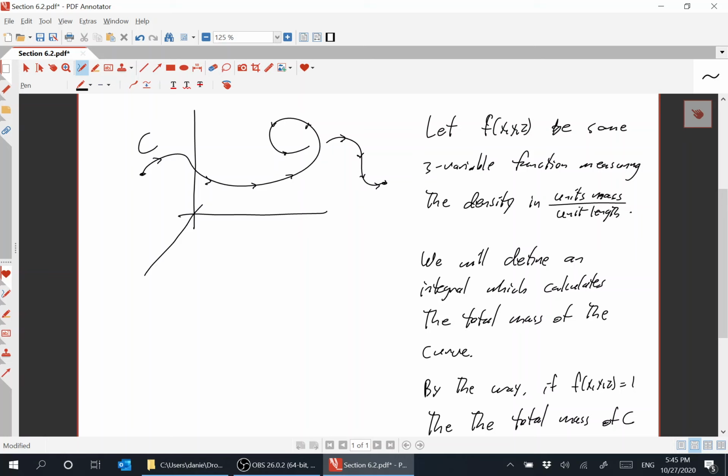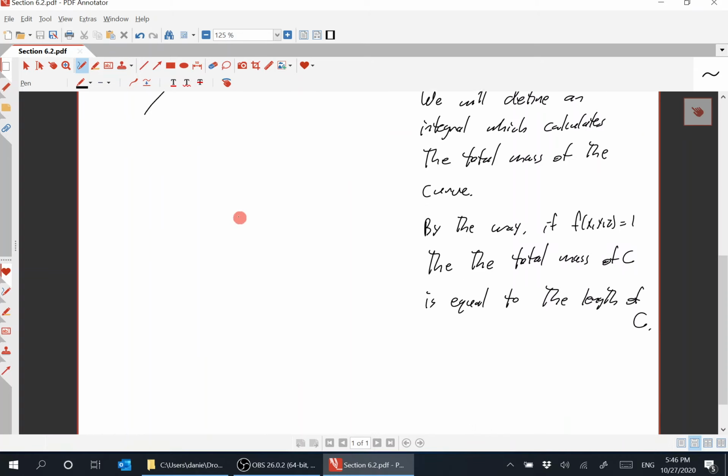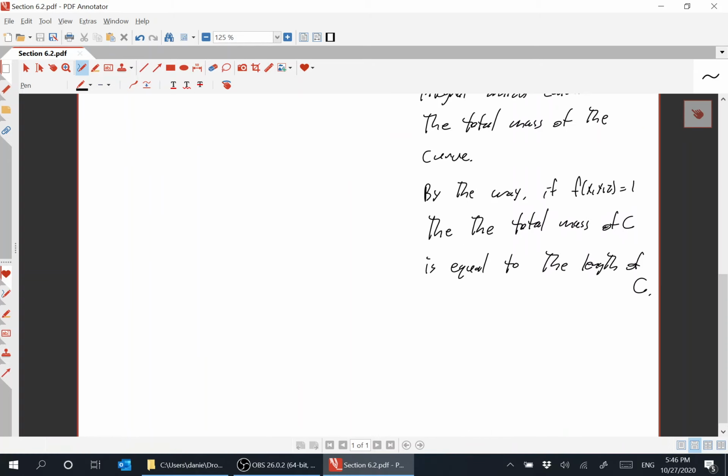So this integral, this density mass line integral, this scalar line integral, is going to measure the total mass of this curve or this wire, where you've got a density function in units mass per unit length. But if that density function is 1, then the mass is just equal to the length. It's a constant 1 unit mass per unit length. So if we figure out what the length is, then we'll have that total mass. So this integral is a generalization of the arc length integral.